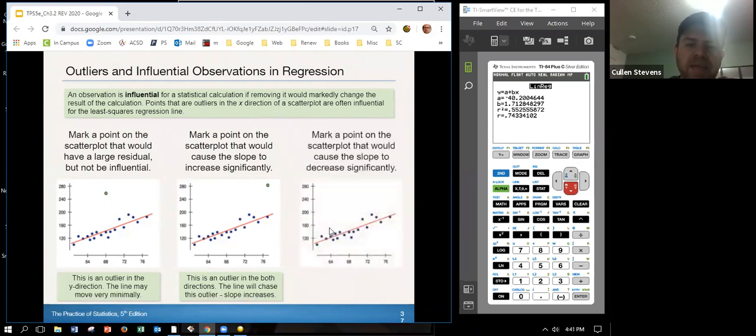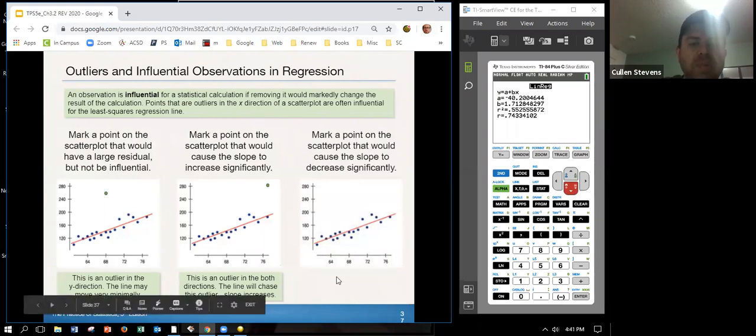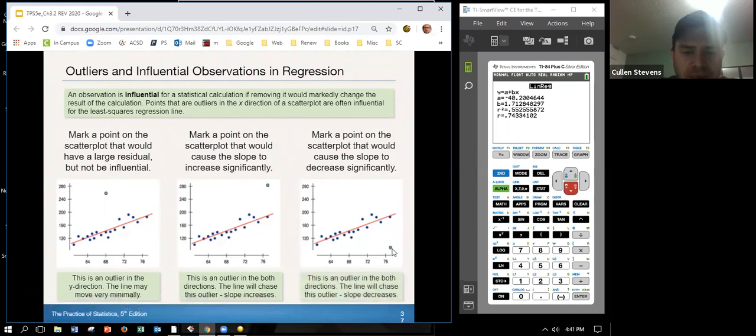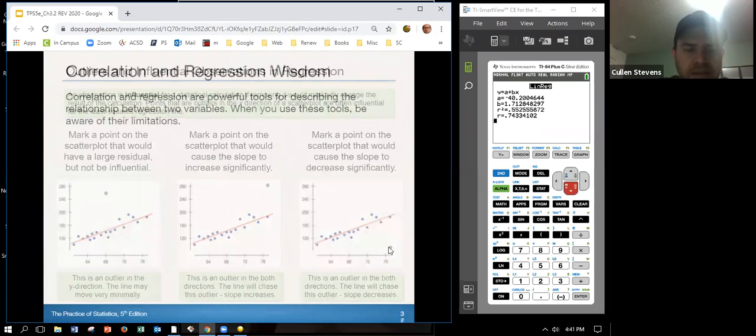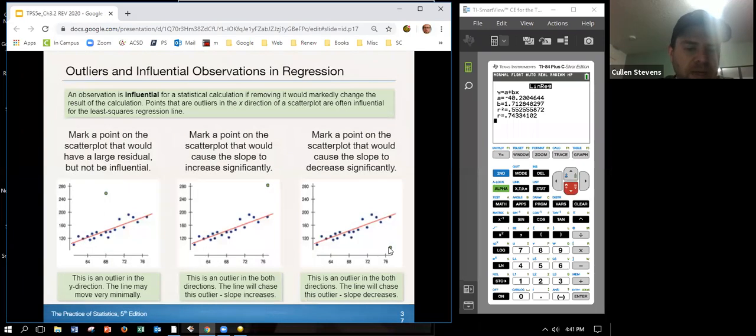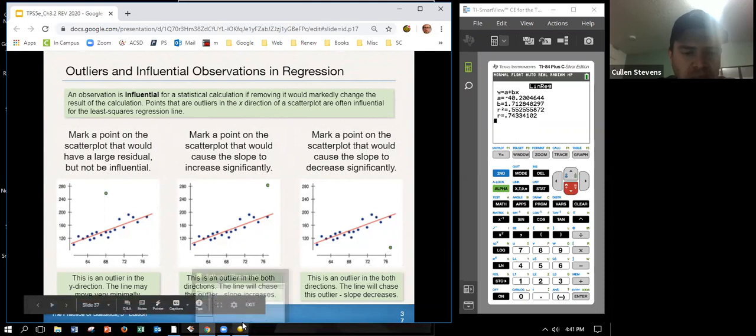What if you asked me on a scatter plot to make the slope decrease significantly? Well, then I'm going to put the point down here, because this line was going up, it's positive. But if I put that point down there, this line is going to chase that, it's going to teeter-totter. Let me show you something real quick. Let me pop out and show you this in Fathom.